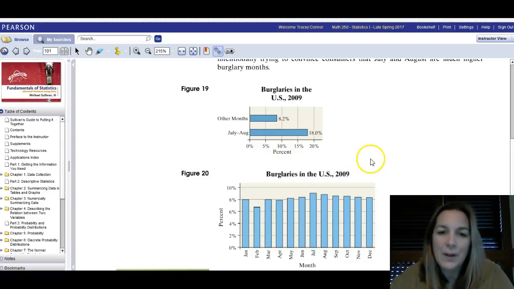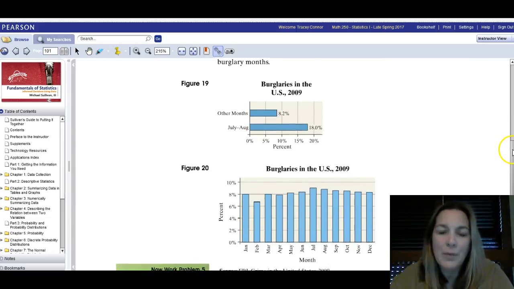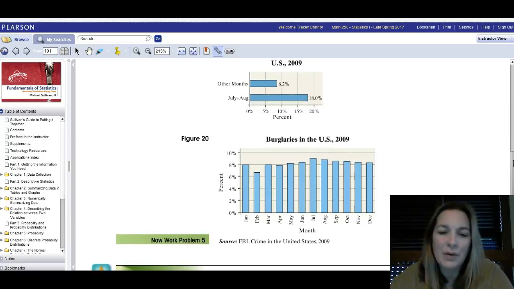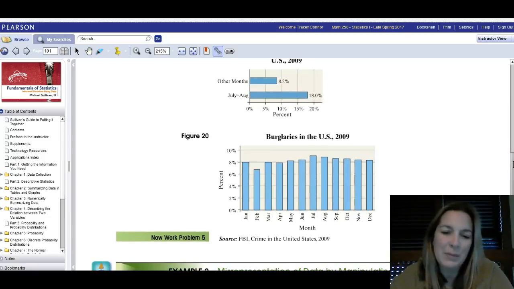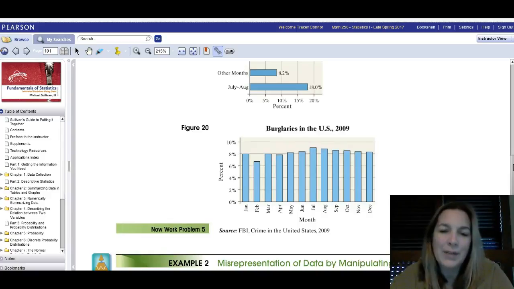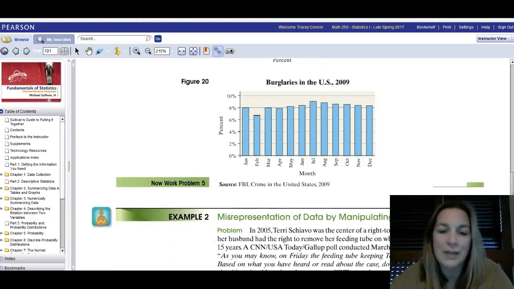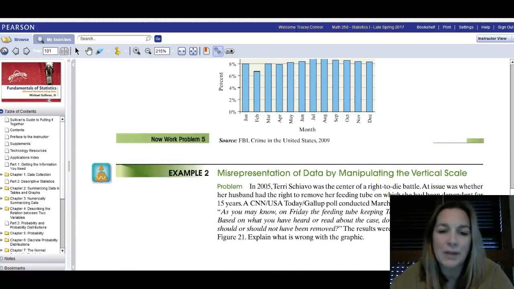So it looks like there are more burglaries, or a larger percent, in the summer when you look here, but when you divide it out over all the months, there's really not much change. So anyway, this first graph is technically incorrect. You can't do that. But this is the more correct graph, and again, it's less interesting. So you want to watch for things like how the data has been grouped before the graph has been made.